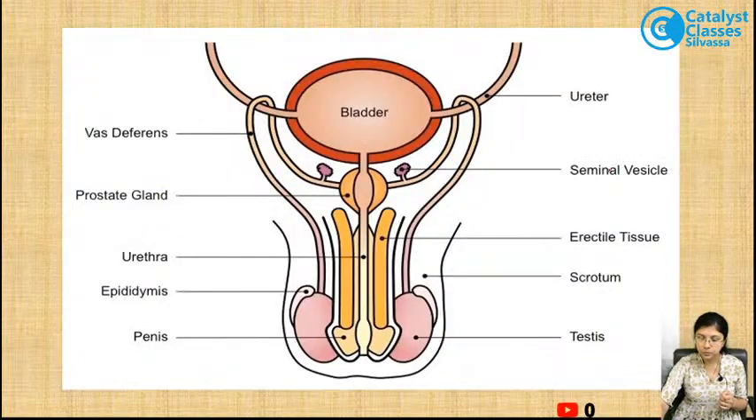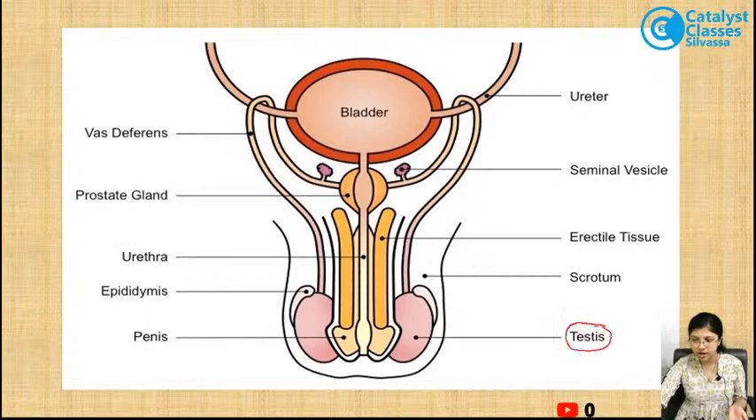Okay, so this is the front view of the male reproductive system, where you can see the different parts. Like I told you, the testes we have seen in the previous slide, a pair of testes are present, correct? So yes, you can see this is one testis, this is the second testis. Then what you see is the penis.